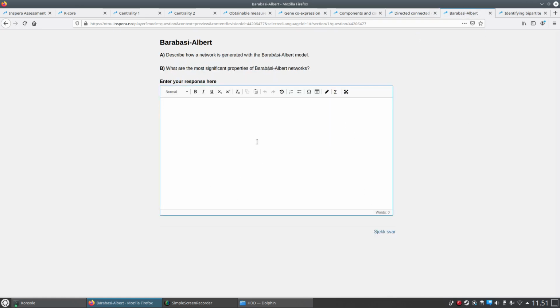Next and second to last question for this session. The topic is going to be the Barabasi-Albert model. And the first sub-question is, describe how a network is generated with a Barabasi-Albert model. So, we start with a set of connected nodes.